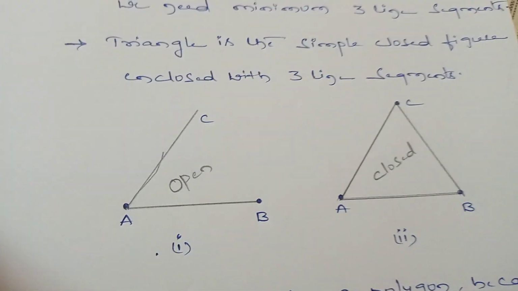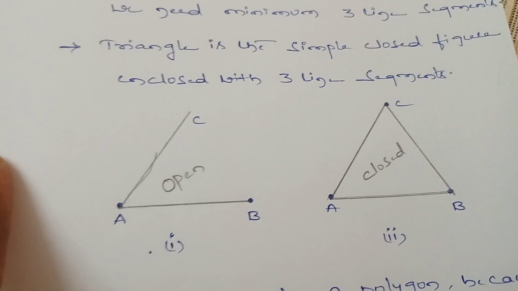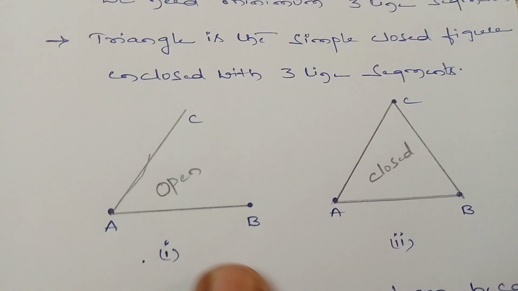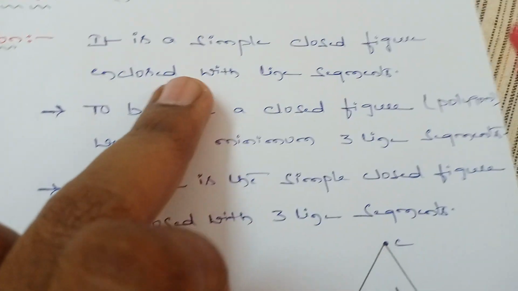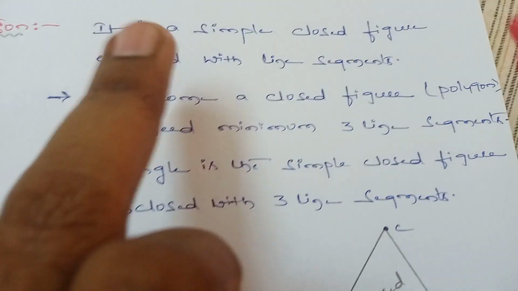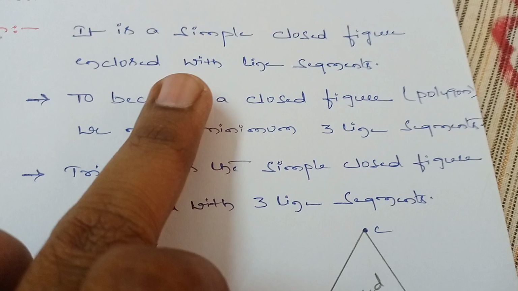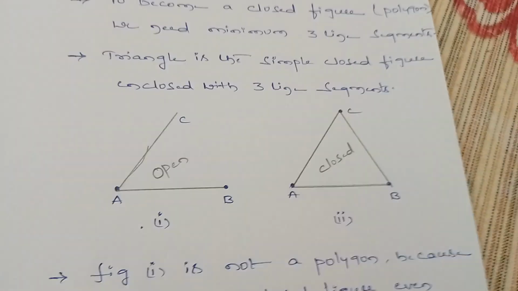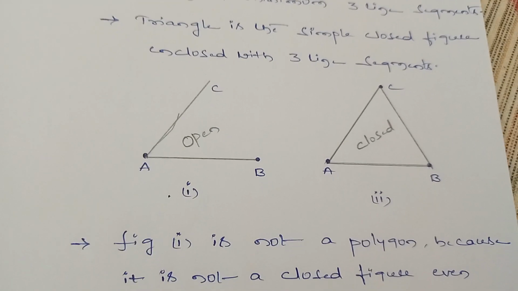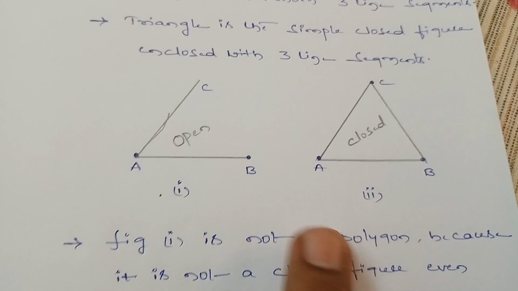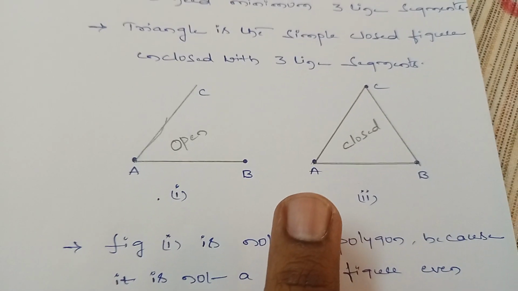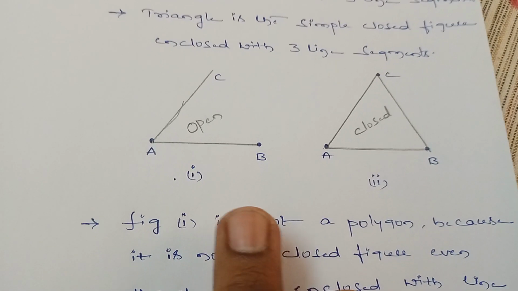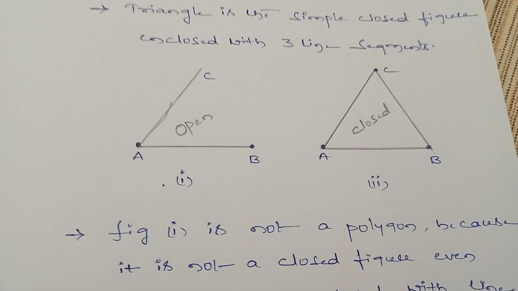Now you may get a doubt: sir, if you draw a curved line, then does it become a polygon or not? Actually, I mentioned here it should be a closed figure. That is the first point, and it should be enclosed with line segments, not with any other curves. Circles and such we will deal with in the further classes. Now you concentrate on line segments only. It should be a closed figure and it should be made of line segments, that's it.